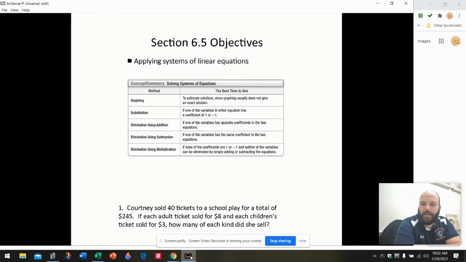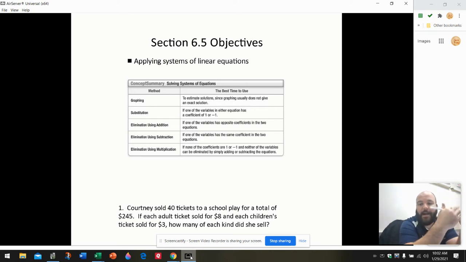Okay, hello everybody. So today we're going to start into Chapter 6, Section 5. And what Chapter 6, Section 5 deals with is an application of what we learned in 6.3 and 6.4, which is using systems of linear equations to solve real life problems. And so we are going to use all of the different techniques.